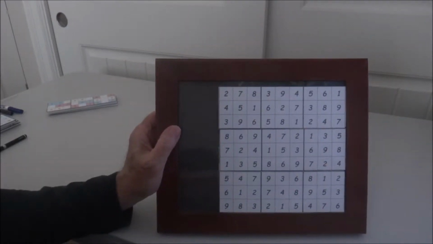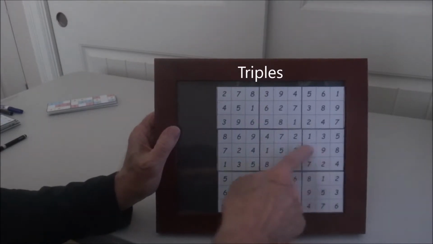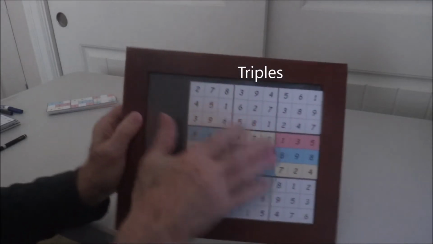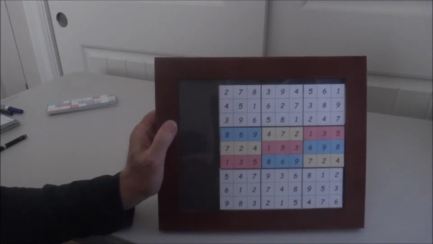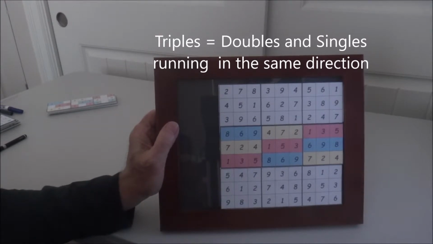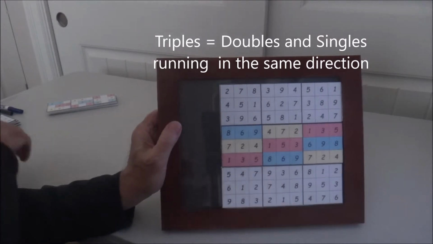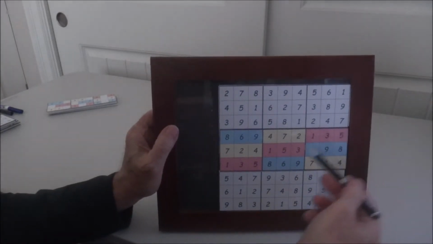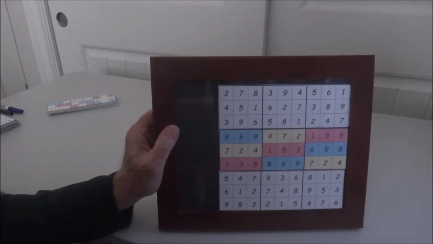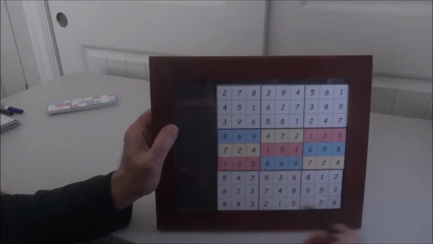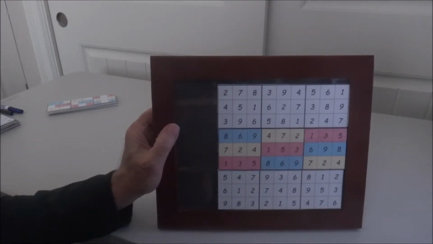Now let's look at an example of triples, and we'll find that here in the middle belt. What you can see in triples is that the doubles and the singles run in the same direction. So in this case, it's a diagonal here. So we have the 1 3 5, the 2 4 7, and the 6 8 9.